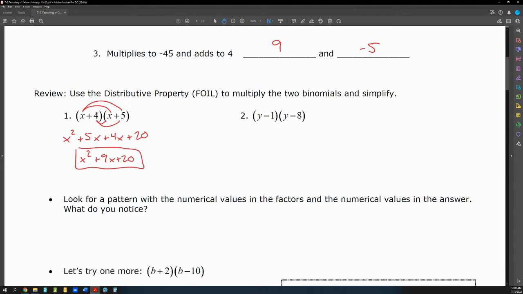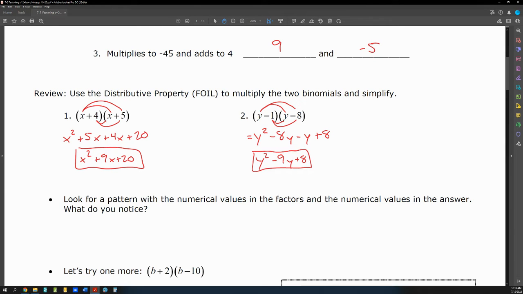Let's try another. y minus 1 times y minus 8. So first, outer, inner, last. So first, y times y. y times negative 8 is negative 8y. Negative 1 times y is negative y. And finally, negative 1 times negative 8 is positive 8. Combining like terms, y squared minus 9y plus 8 is our answer.